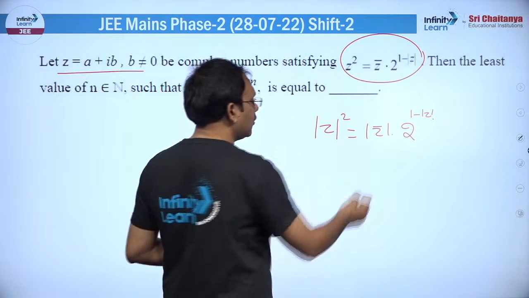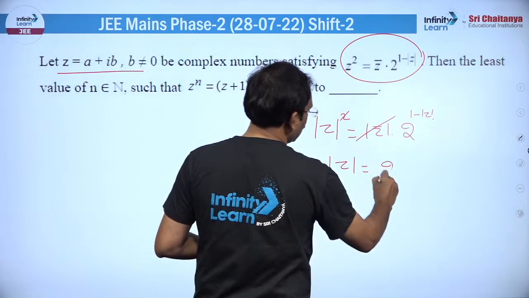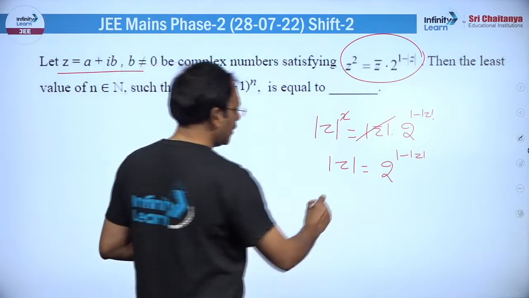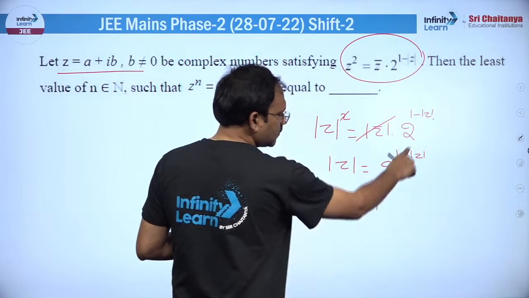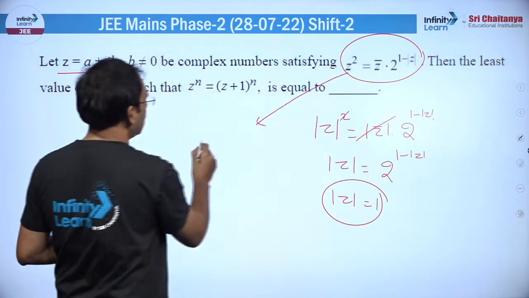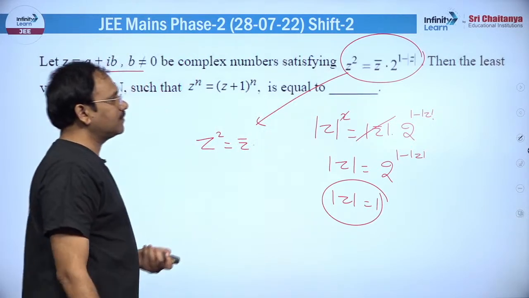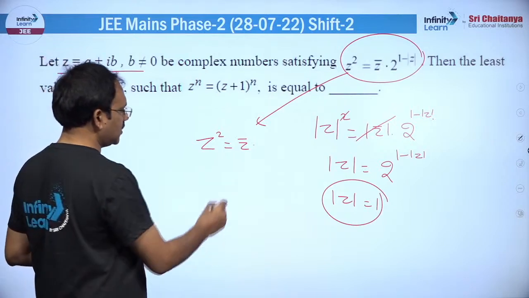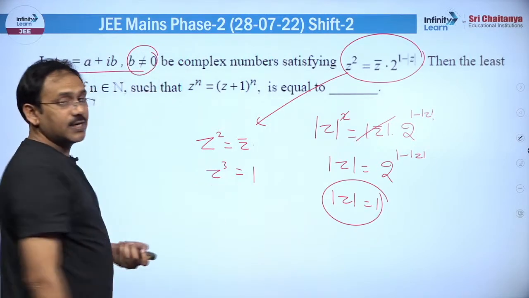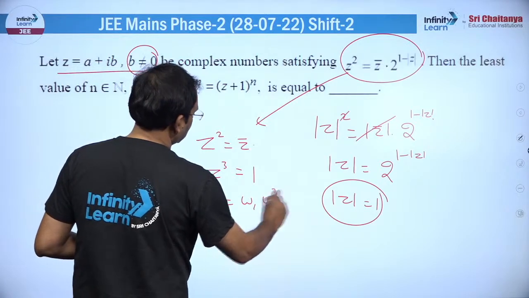Mod z bar is equal to mod z, which cannot be 0, so you can cancel one, you will get mod z is equal to 2 power 1 minus mod z, which is possible if mod z is equal to 1. You see, if mod z is equal to 1, this becomes 2 power 0, perfectly fits. Mod z is equal to 1 means, from this condition you will get z square is equal to z bar into 2 power 1 minus 1, that is 2 power 0, so z square is z bar, that means z cube is equal to 1. He said b is not equal to 0, so these are the cube roots of unity, but b not equal to 0 means z takes omega and omega square values.